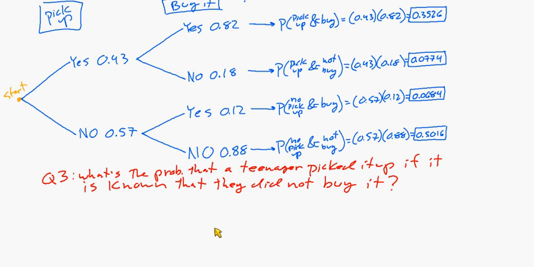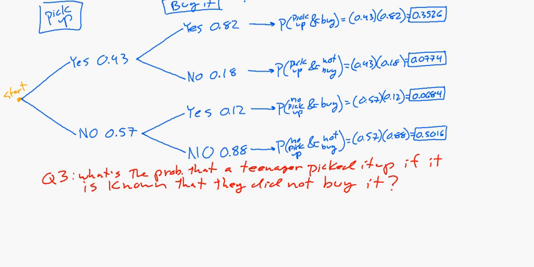What's the probability that a teenager picked it up if it is known that they did not buy it? I hope you don't mind I shrunk things down a little bit. I think I'm going to need a little bit more room for this because this is, like I said before, the backwards working one. We're asked about the first event given information about the second event. They didn't buy it, so this group and this group. And of this whole group, how many picked it up, which means this.